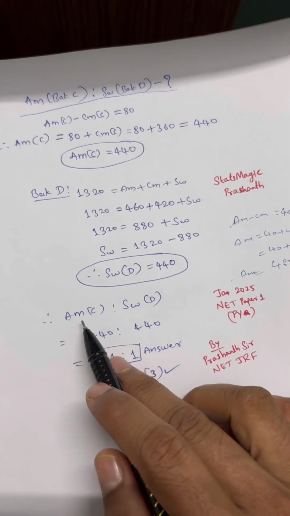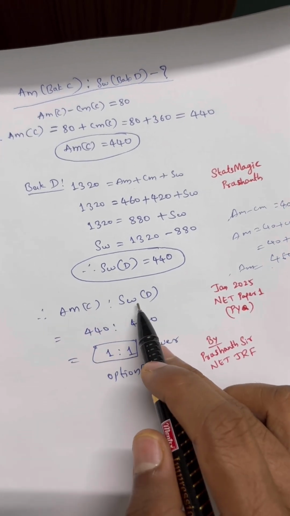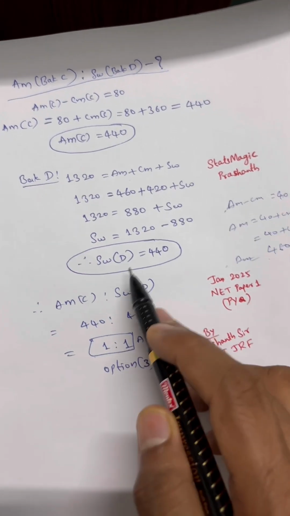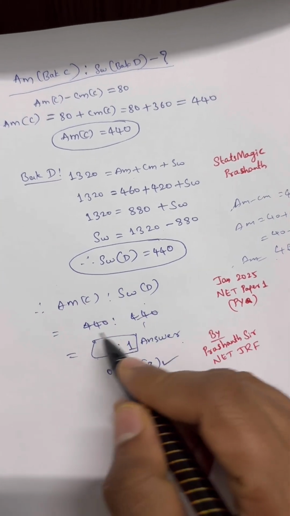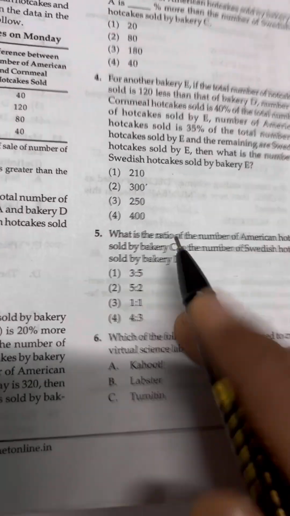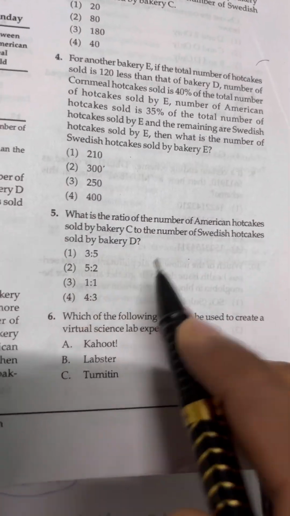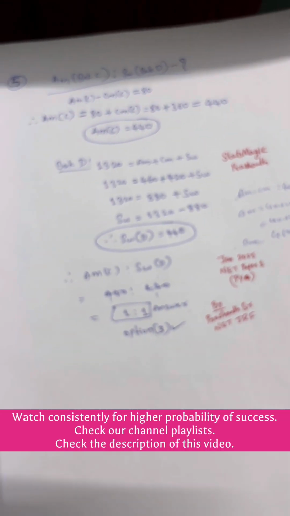Right? Now we need the ratio of American of C to Swedish of D. American of C is 440. Swedish of D is also 440. So 440 and 440 are the same. That means the ratio is 1:1, which is the answer, option 3. So the fifth one is option 3, 1:1 is the right answer. So this is how you need to do.